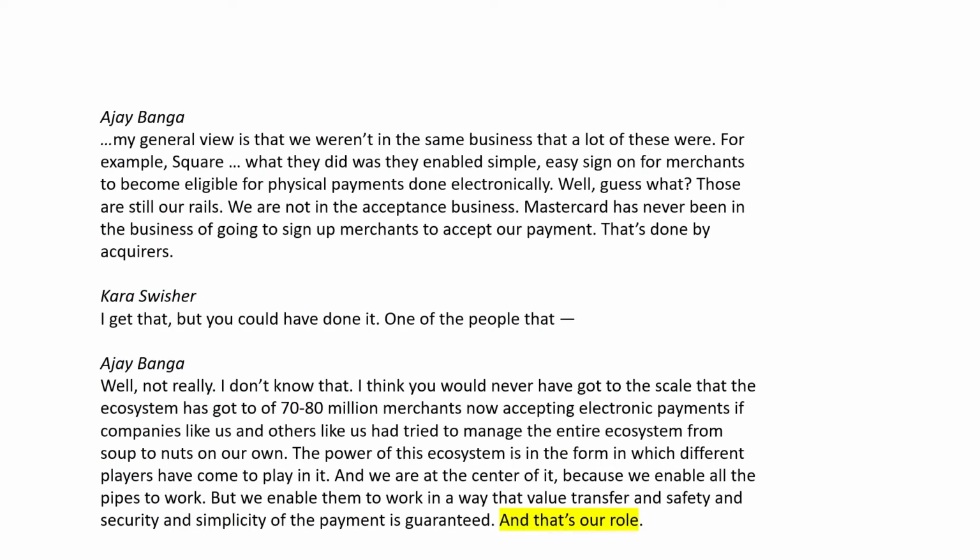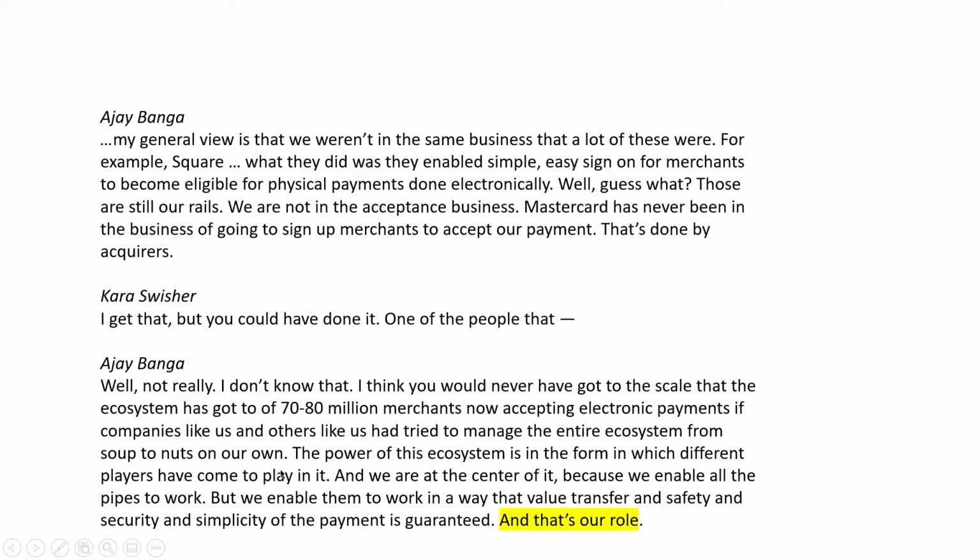And this is the answer from Mr. Banga. My general view is that we weren't in the same business that a lot of these were. For example, Square, what they did was they enabled simple, easy sign-on for merchants to become eligible for physical payments done electronically. This is a little bit what I explained a minute ago. Well, guess what? Those are still our rails. We are not in the acceptance business. Mastercard has never been in the business of going to sign up merchants to accept our payments. That's done by the acquirers.